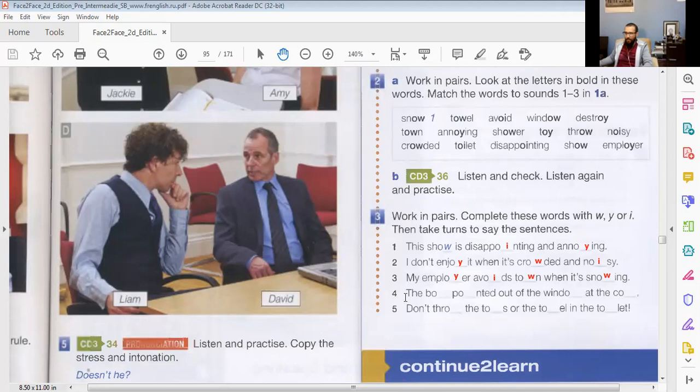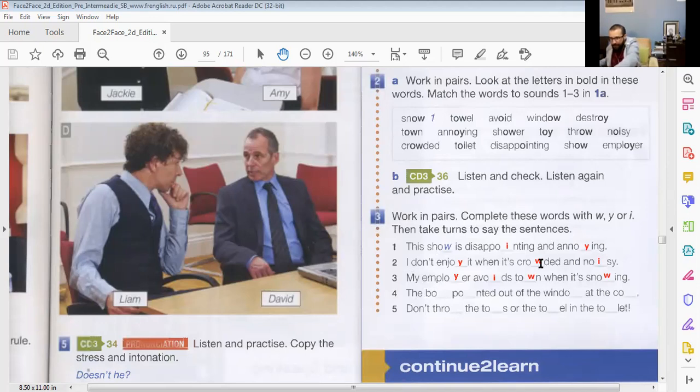Don't throw the toys or the towel in the toilet. Correct. So let's complete the letters. What about number 4? What are the missing letters? And number 5, the missing letters. Okay. Y, boy. Okay.